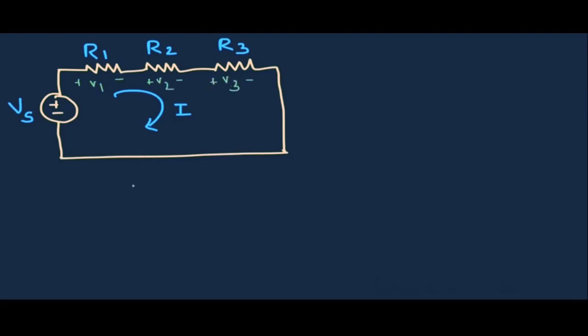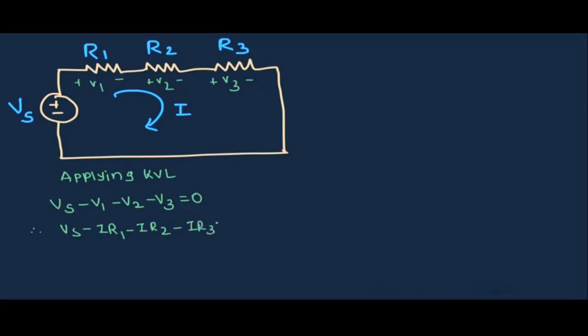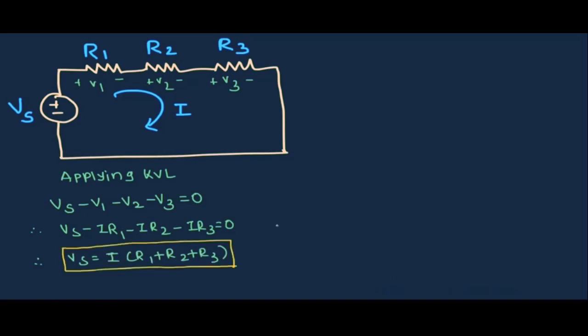So now here we can apply Kirchhoff's voltage law. Applying KVL, we can write Vs minus V1 minus V2 minus V3 is equal to 0. Now using Ohm's law, we can write V1 as I into R1, V2 as I into R2 and V3 as I into R3. So we can write Vs is equal to I into (R1 plus R2 plus R3). Let us say this is equation number 1.